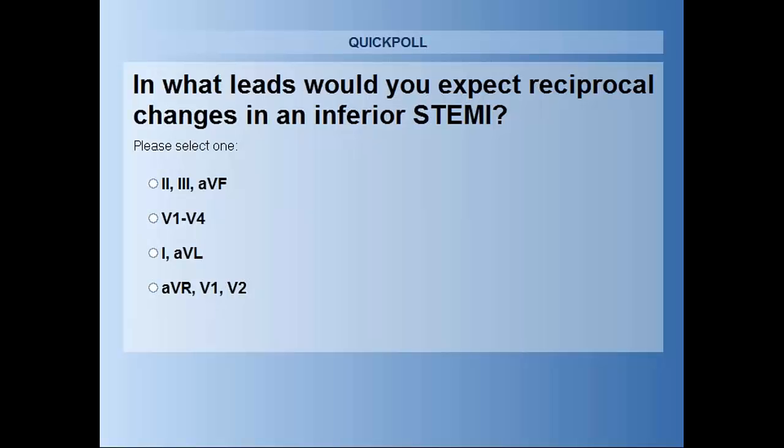Do we have those lined up, Steph? Yeah, we sure do. I have launched the first poll question there to increase some activity here with our learners. The first question's up: what leads would you expect reciprocal changes for an inferior STEMI? I'll give you a few seconds to answer that one.